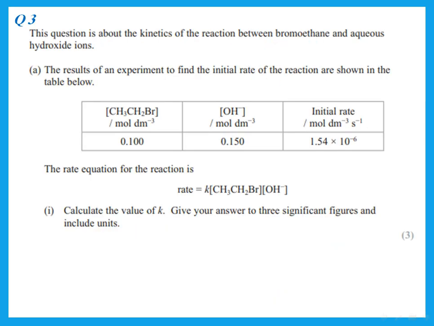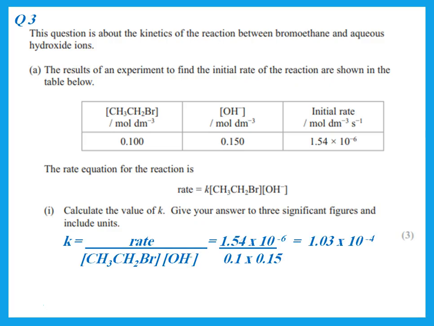Now, this next question is about kinetics of the reaction between bromoethane and hydroxide ions. So he gives me a table and the rate equation, and he just tells me calculate the value of K. Of course, from that rate equation, you can get the equation for K. K is rate over the concentration of these two reactants. So you just take the numbers from the table. This gives you a value of K.